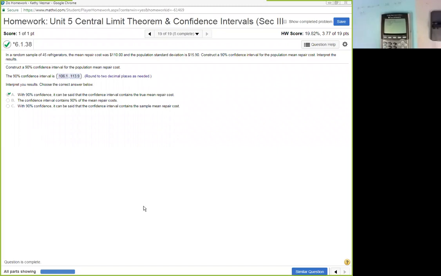So I want you now to do some practice. Use that idea of central limit theorem. It's directly related to the margin of error. That margin of error ties directly into confidence intervals. And let's see how you do with using the technology to make those processes a little bit easier.